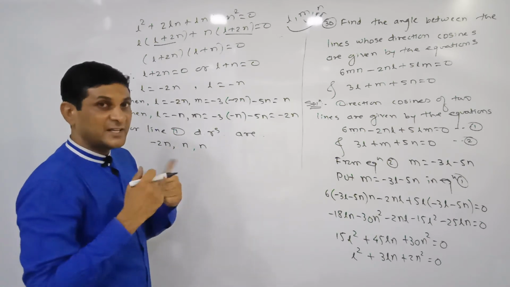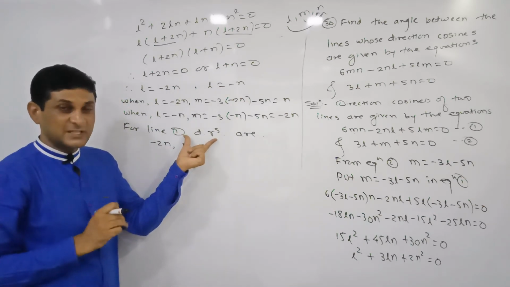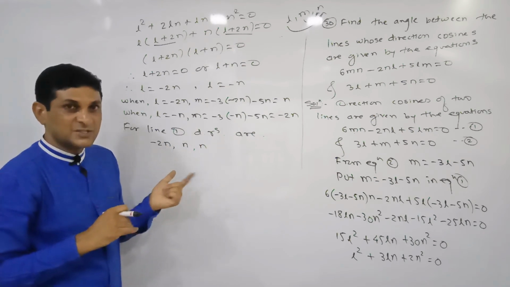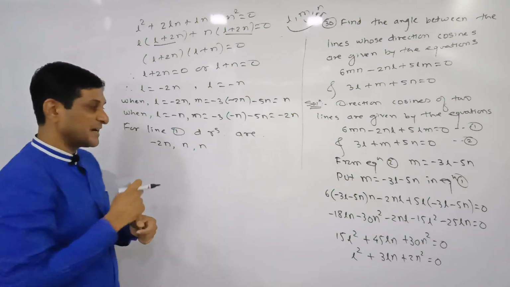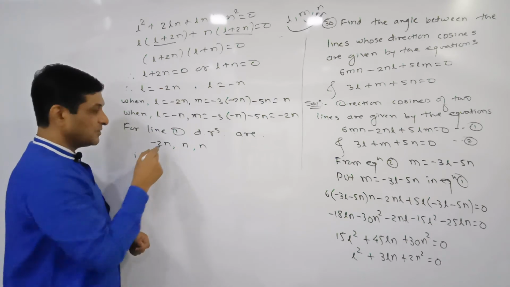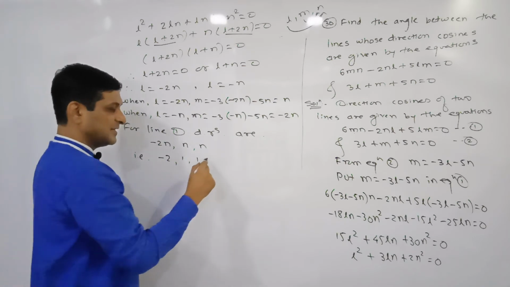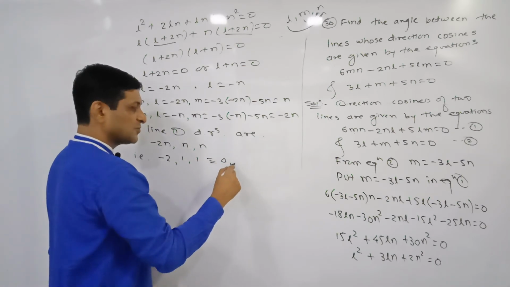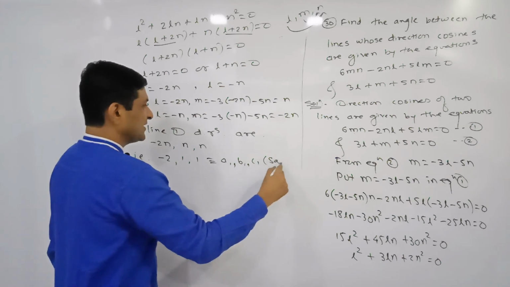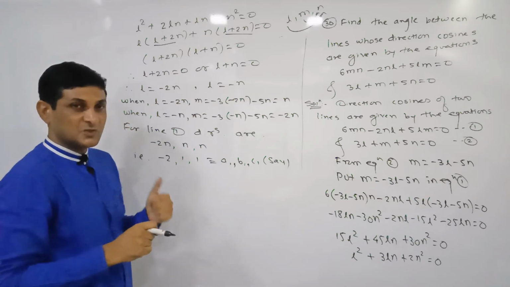Why are we finding all the values in terms of n? Because direction cosines are also called direction ratios. If we are considering them as direction ratios, we are able to cancel the common factor and convert them into simplest form. So divide all the terms by n. So minus 2, 1, 1. Let us denote these direction ratios by A1, B1, C1. In this way, we have got the direction ratios of the first line.